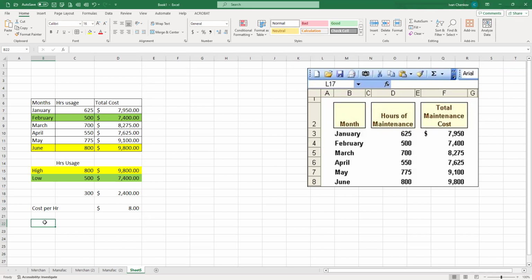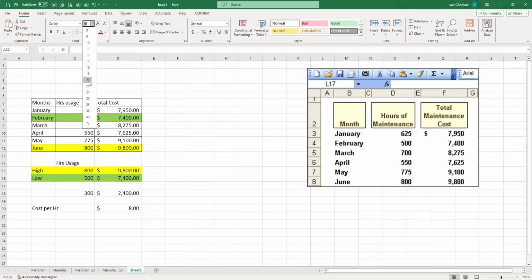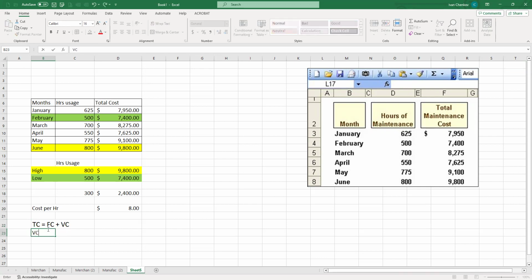Well, remember the formula. The formula for the total cost is the following. The total cost is equal to what? To the fixed cost plus variable cost, correct? But we already said the variable cost is equal to what? Number of units times cost per unit, or variable cost per unit. Make sense? Yeah, I got it.